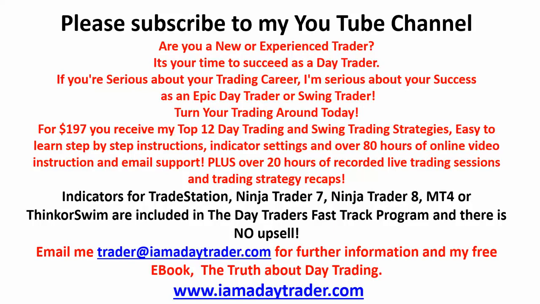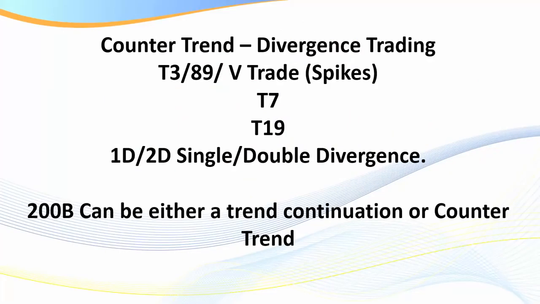So let's get stuck into this. I've got some great info for you. So first of all, with counter trend trading, divergence trading, for members watching this, the T3, the T89, the V trade, and for the general public, they're really spikes where you have a violent move, or a V trade is basically where you get a great big move, then it moves right back. Okay, it's a bit like a slingshot trade, and some people will even call it a counter trend spike. It's a spike in the market.